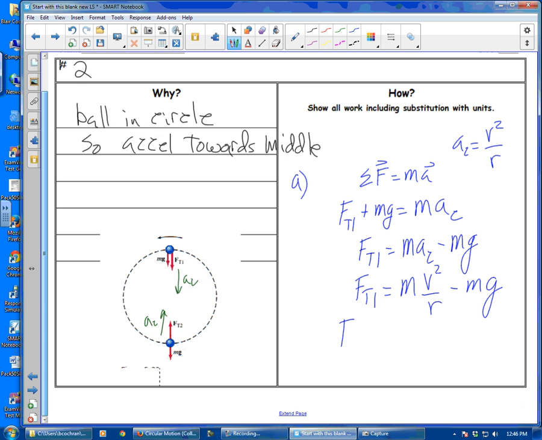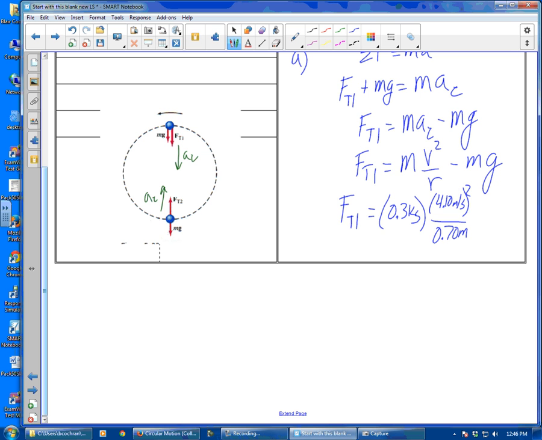And then R, I think they give it to us as 70 centimeters. Should I use it as centimeters? No, what should I make it into? Meters. So 0.7 meters. And so I would substitute all that in. FT1 equals 0.3 kilograms. Watch me run out of room. 4.10 meters per second, squared, over 0.70 meters. That's 70 centimeters in meters, minus 0.3 kilograms times 9.8, running out of room, newtons per kilogram. And I can solve for FT1.